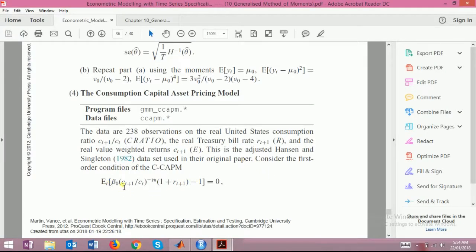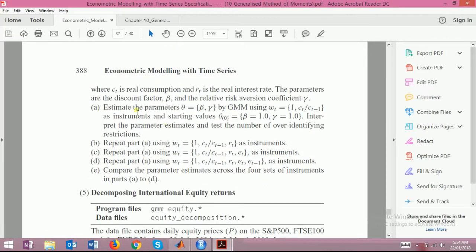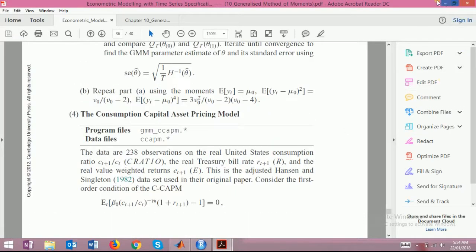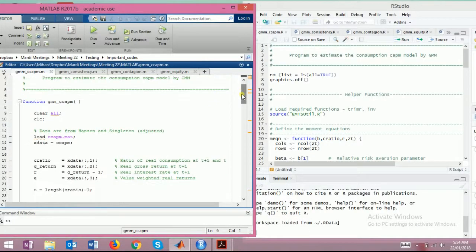We have the data set and the first order condition, which looks like this. We are already familiar with that, where C is the real consumption, R is the interest rate, beta is the discount factor, and gamma is the relative risk aversion coefficient. Estimate parameters beta and gamma by GMM using omega 1, and instead of U use Ct minus 1. Starting values are given to us. Repeat using, instead of omega, Rt and Et minus 1 as instruments. So this is conditioning for conditioning. That is the only tweaking part here. There is nothing else. So let's see.